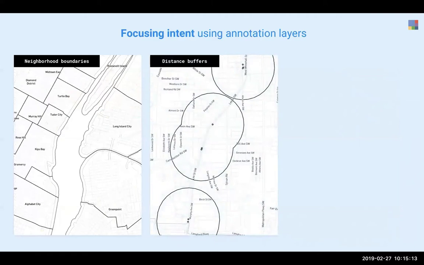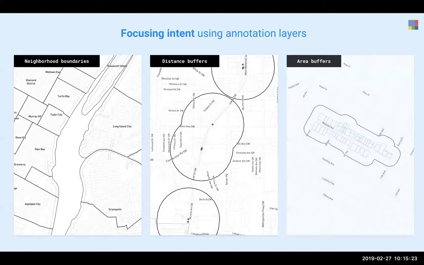We could also show a distance buffer if we're trying to understand accessibility thresholds. In this example, we display a half-mile buffer around transit stops. Or we could use a buffered area if we're trying to highlight a particular site of interest. So here we're showing just a general buffer around particular parcels in our project area.